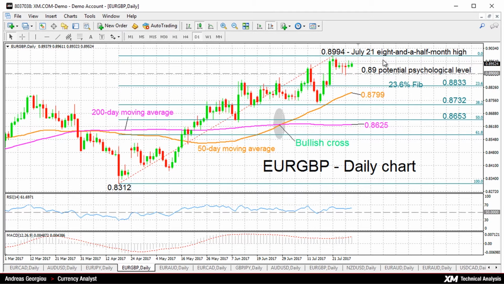Whereas on the downside, support could come around the 0.89 handle, another potential psychological level, while further down, support could come around the 23.6% Fibonacci retracement level of the April 18 to July 21 up leg at 0.8833. The medium-term picture is bullish. We can see that the price is comfortably above the 50 and 200-day moving average lines, while the pair also recorded a bullish cross in late June.